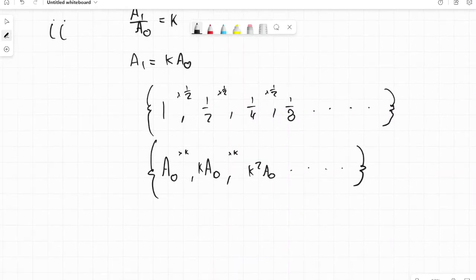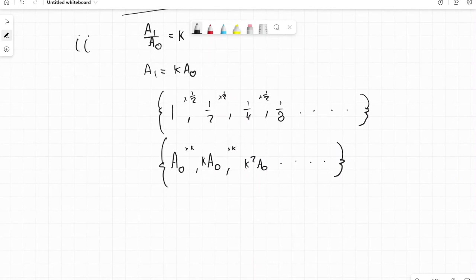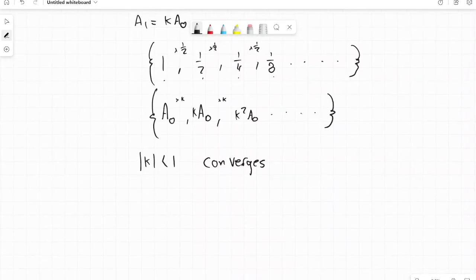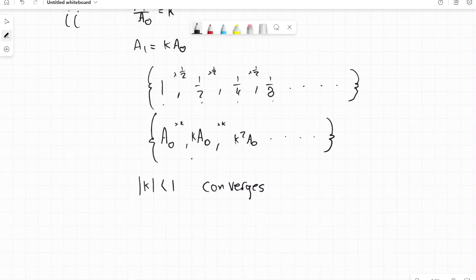And there's this funny thing about geometric sequences, which is that if the absolute value of k is less than 1, then the sequence converges, or the sum of the sequence converges. So that's like if you added up 1 plus 1/2 plus 1/4 plus 1/8, that's going to converge to some number. Now if k was greater than 1, say it was 2, then you'd be adding up like 1 plus 2 plus 4 plus 8, which is obviously going to spiral off to infinity. But in this case, it's not.